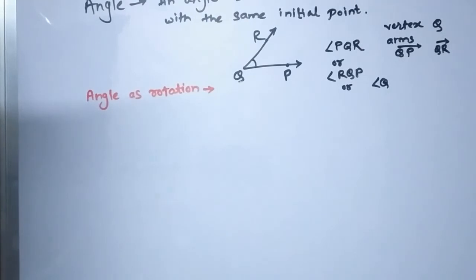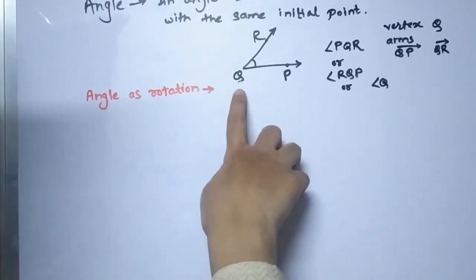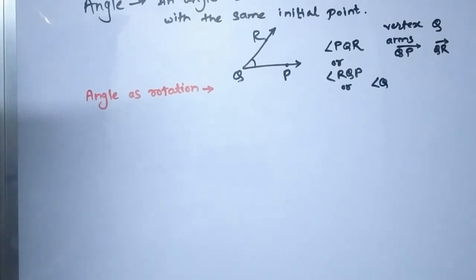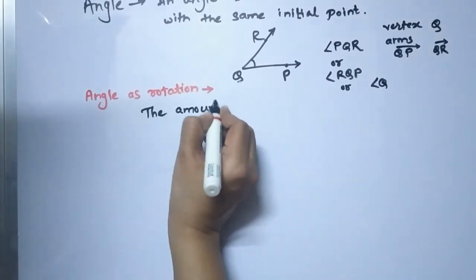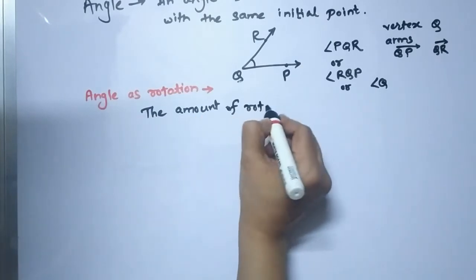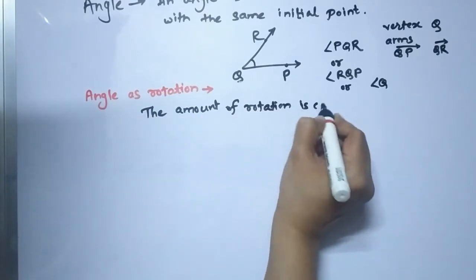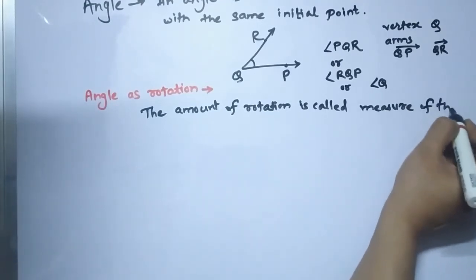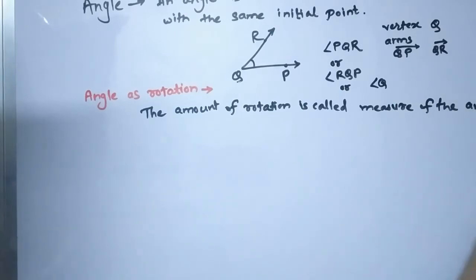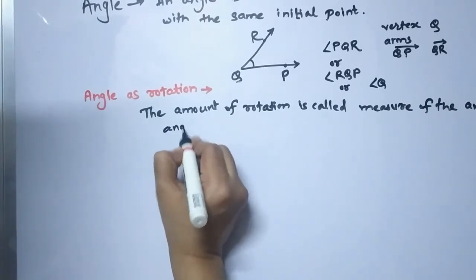So friends, now we'll see angle as rotation. You know that an angle is also thought of as a figure formed by rotating a single ray about its vertex. The amount of rotation you can call the measure of the angle.